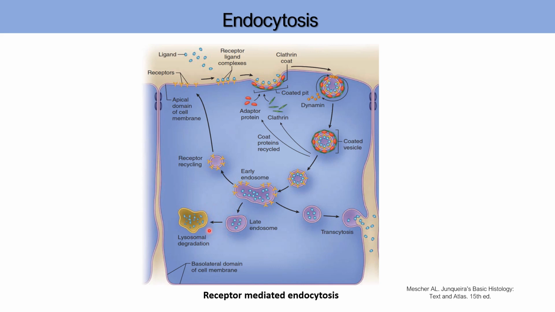Or the ligand may be released from the receptor, and this empty receptor will return to the cell surface to be reused again. And another endosomal vesicle containing the ligand may move to the cell surface and fuse with the other cell surface, and the ligand will be released again to the outside of the cell, in the process of transcytosis.